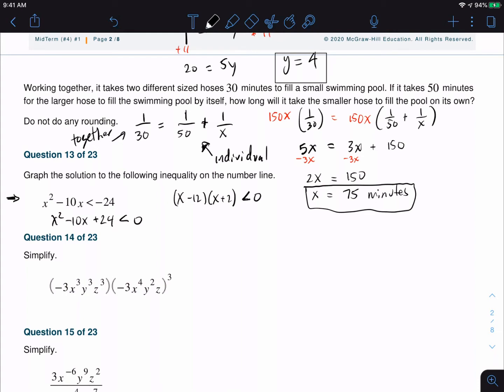Right? Now, to do this problem, I'm going to do a little grid over here. And the two numbers that we need that are important are negative 2 and 12. And do you know how I got negative 2 and 12?